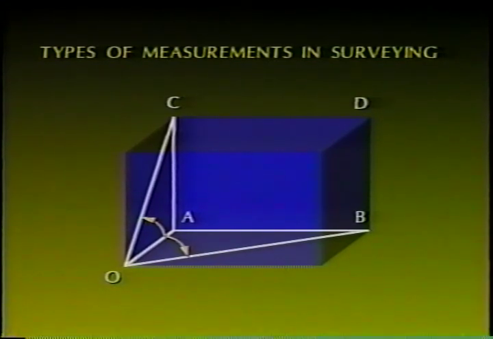Distance measurement is the basis of all surveying. In plane surveying, the distance between two points means the horizontal distance. If the points are at different elevations, the distance is the horizontal length between the two vertical lines of the points. The horizontal distance that relates to the slope distance OC is OA, measured to the vertical line AC.